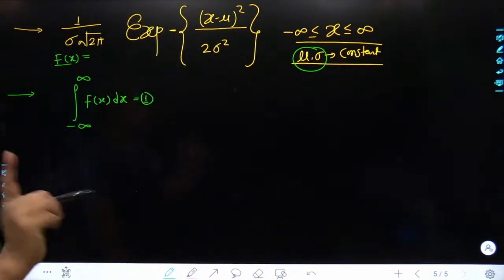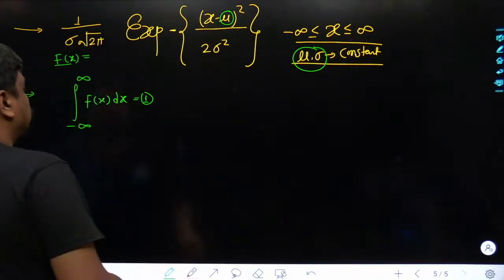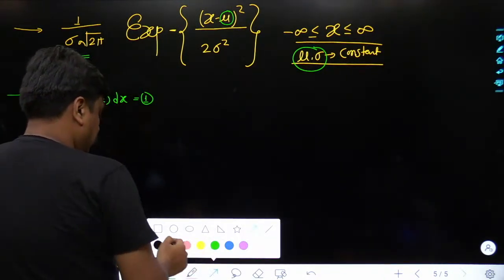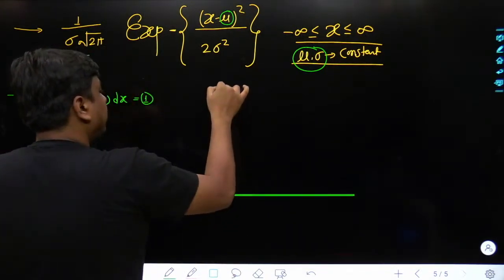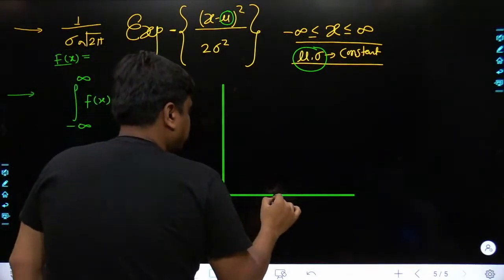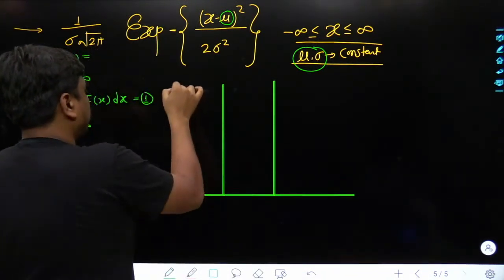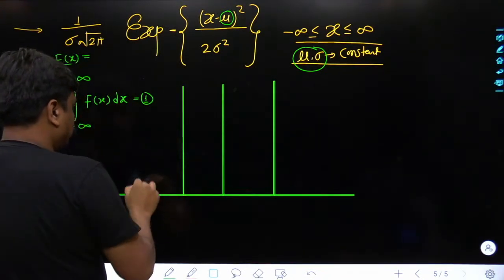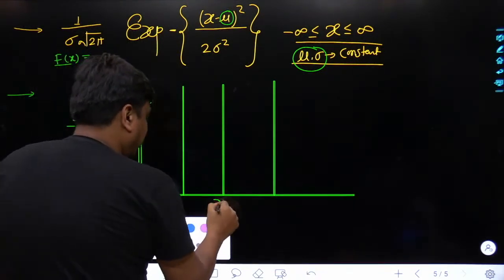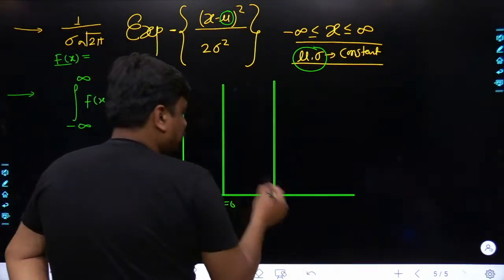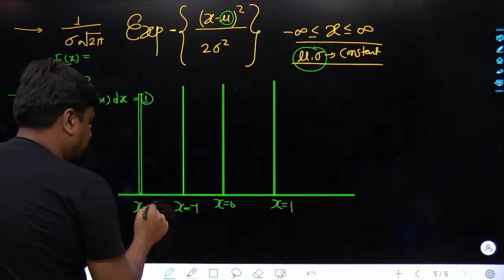See what you would do. This curve would be symmetrical about mu. If you want, I can draw over here. Let's take this as my x-axis, and this as my x equals mu axis. The mu could take different values: mu equals 0, mu equals 1, mu equals 2, and so on and so forth. Here this one is x equals 0, x equals 1, x equals minus 1, x equals minus 2.